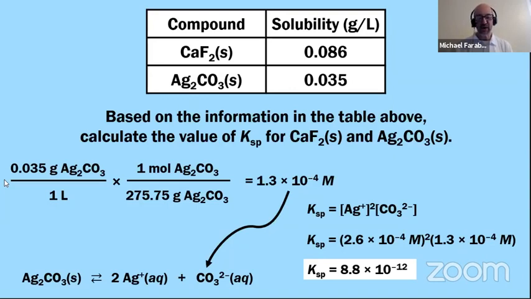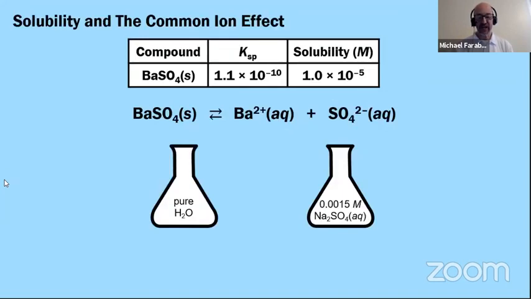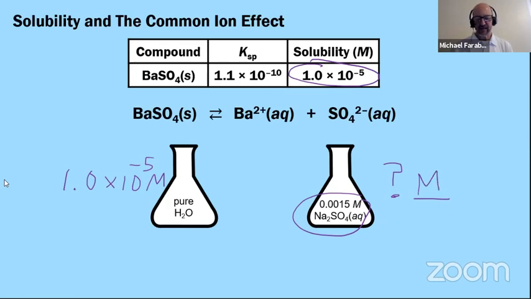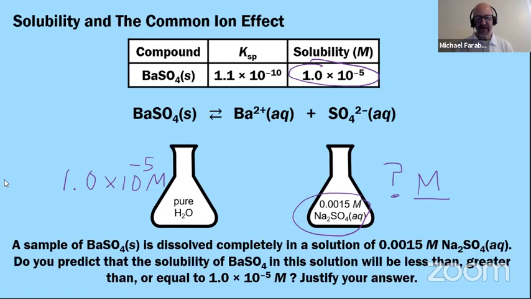I now want to talk about a concept known as the common ion effect, and this has to do with Le Chatelier's principle. Now, the solubility of barium sulfate in pure water is 1.0 times 10 to the negative 5. So if I take barium sulfate and dissolve it in this solution, which already has some sulfate ions in it, my question to you is, what is the molarity going to be? If a sample of barium sulfate is dissolved in a solution that already contains 0.0015 molar sodium sulfate, do you predict that the solubility of barium sulfate in that solution on the right is going to be less than, greater than, or equal to 1.0 times 10 to the negative 5?